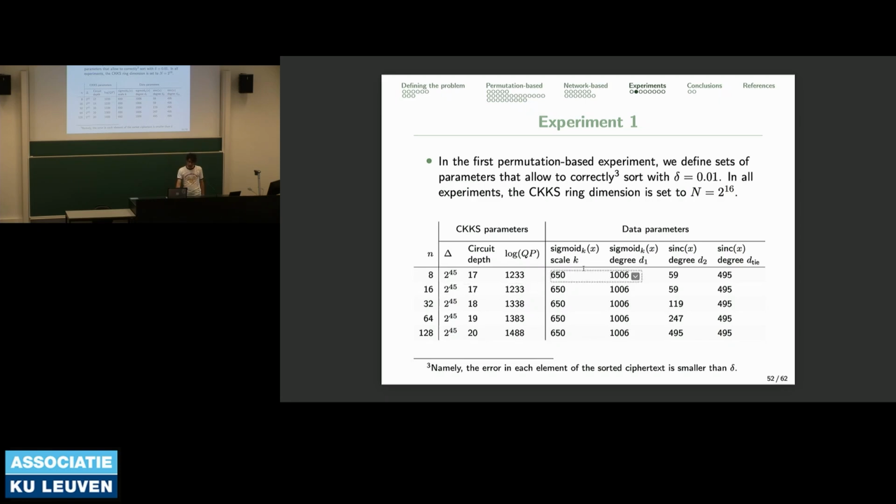Then the sigmoid scale and degree are constant, even if we increase n, because this function is computed on the difference between the values, which depends on delta, not on n. While for the sinc function, the degree increases with n, because this sinc function is applied on something that comes from the indexing, and the indexing heavily depends on n. So this is the reason why the degree of the sinc function is increased.